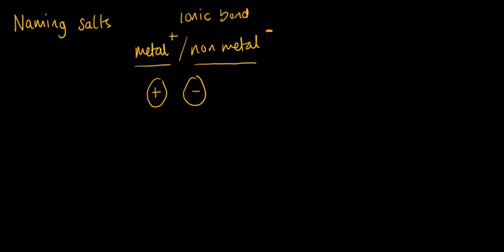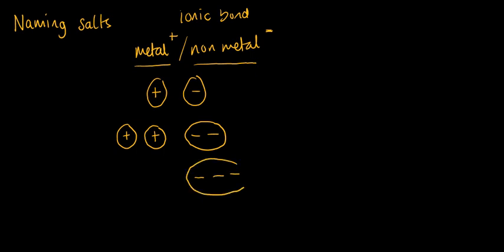Then let's say I had a situation where I had a non-metal that had a charge of 2 minus. Then in order to make this work with a metal that has a charge of 1 plus, I would need to have 2 of them. Then let's look at a situation where I have a non-metal which has a charge of 3 minus, joining to a metal that has a charge of 1 plus. I would need to have 3 of them.